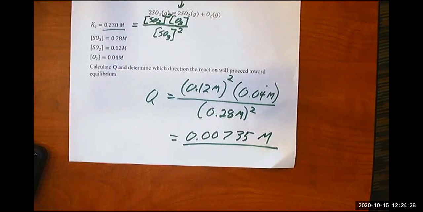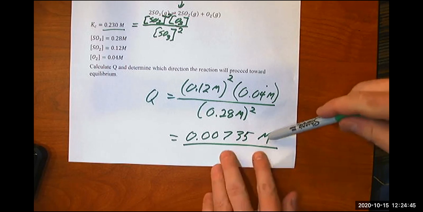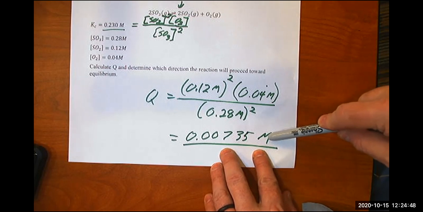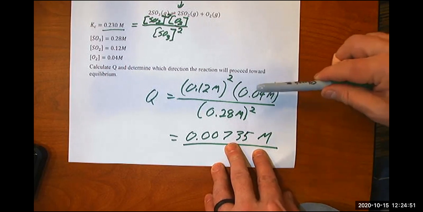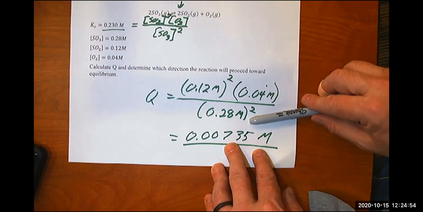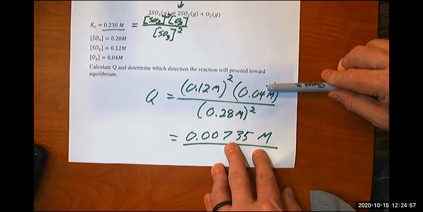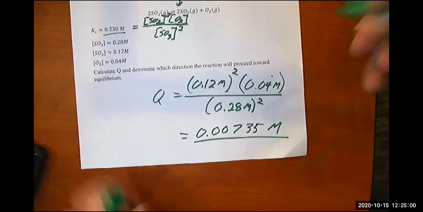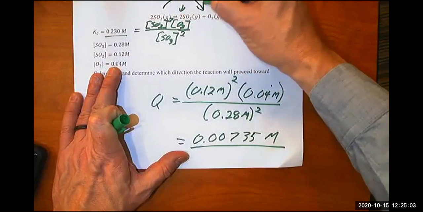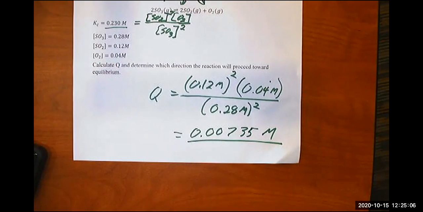If we compare this number for Q to the number for the equilibrium constant that we have here, is our Q too large or too small? Too small. So to make it bigger, we need to increase the numerator or decrease the denominator. The numerator is the products side. So that means our reaction is going to shift towards the product side in order to approach equilibrium.